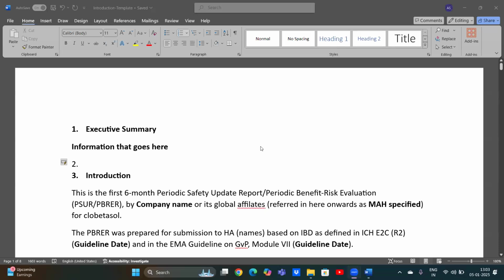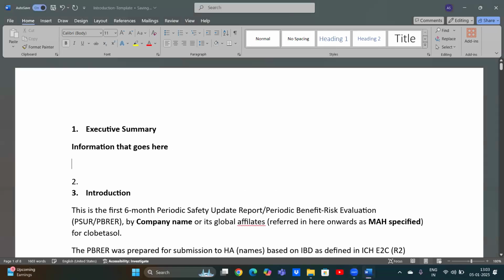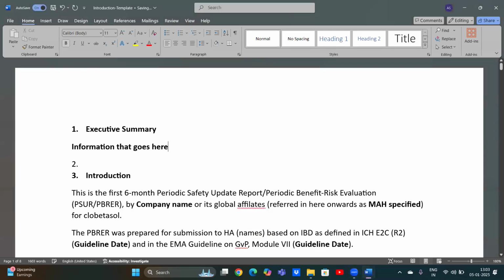Are you writing something with Amit? Yes, can you see now? The screen is visible, but we are not able to see anything apart from conclusion and actions. I guess it gets stuck. No, sharing is paused. Can you see the screen now? No. Is the screen visible or not? Is it visible now? Yes. So executive summary, see, information that goes here, right?